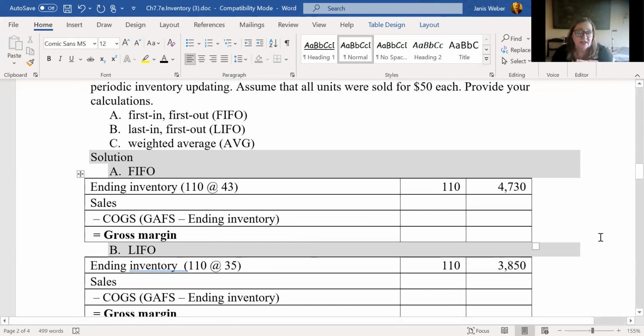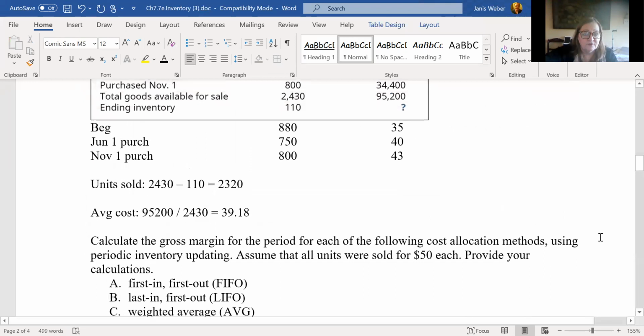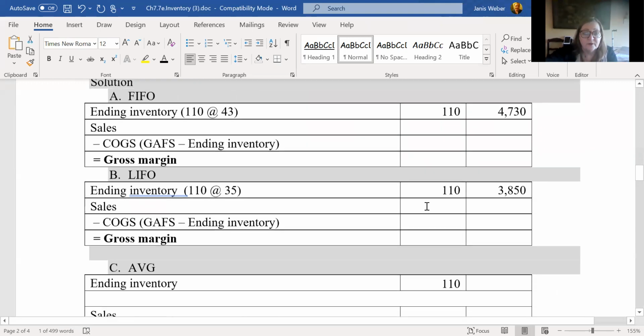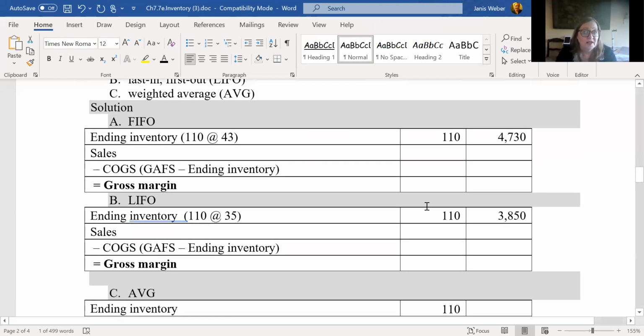You see, because what we're saying is when you use first in, first out, you would sell all the earliest ones and you'd be left with the latest purchases. So this $43 units would be what was left in inventory if you were using the first in, first out method. But if you were using the last in, first out method, assuming you were selling the last ones first, then the ones that would remain in ending inventory would be these early purchases, the beginning inventory, $35. So that's why the ending inventory under LIFO is the $35 units.